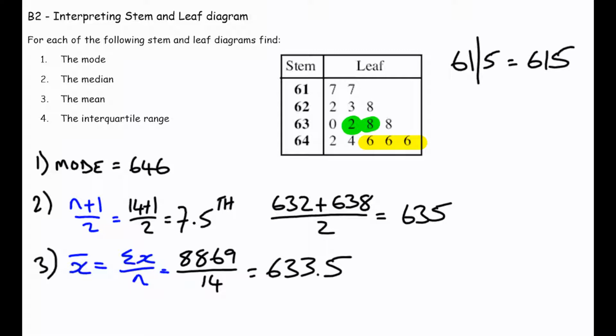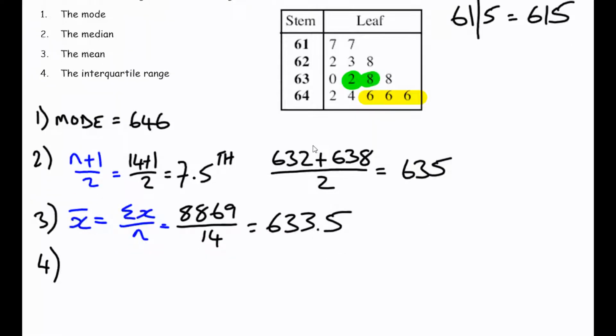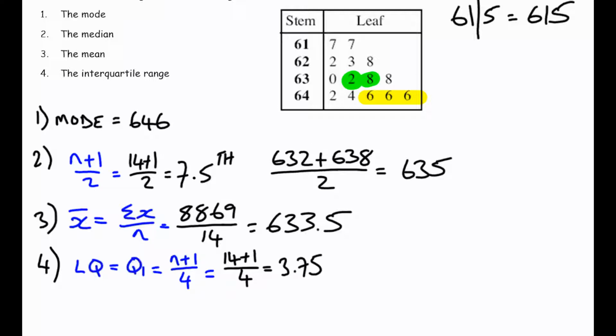Okay, next moving on to the interquartile range. So bringing together a few of the things that we've looked at already. The interquartile range, I'm going to need the upper quartile and the lower quartile. The position formula for the upper quartile and the position formula for the lower quartile. Okay, so the lower quartile, also known as Q1, I'm going to find that position with n plus 1 divided by 4, which in this case is going to be 14 plus 1 divided by 4. Okay, and that's telling me the 3.75th position.